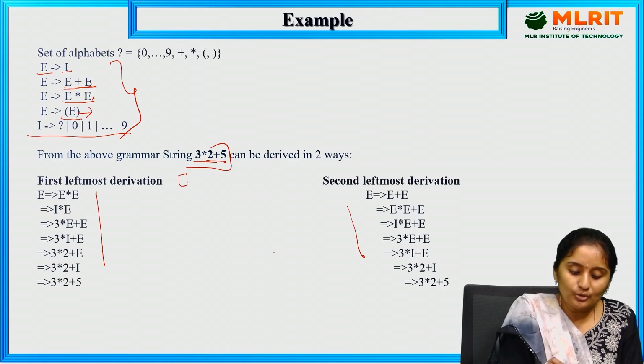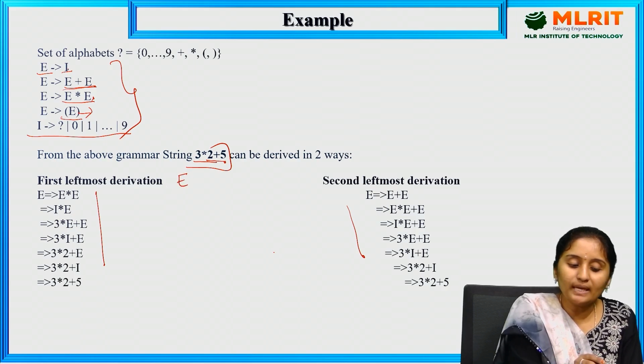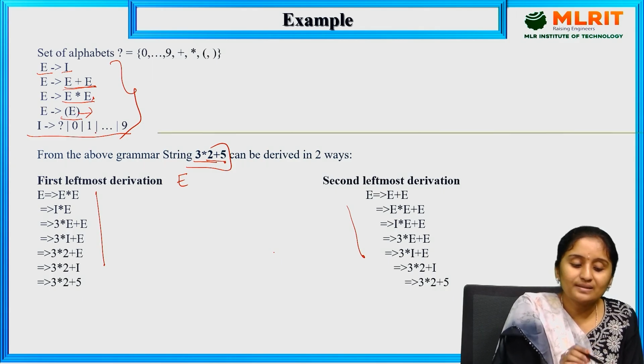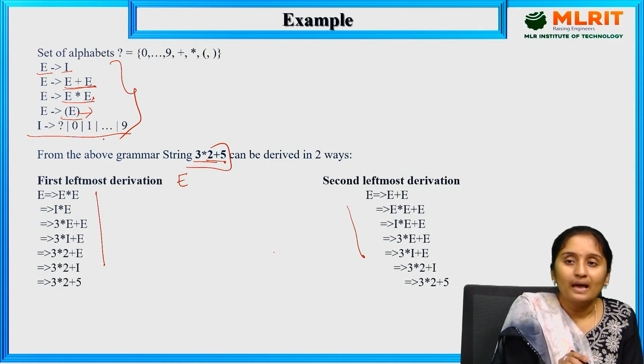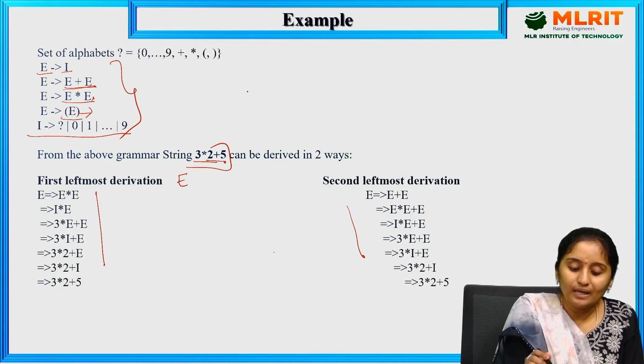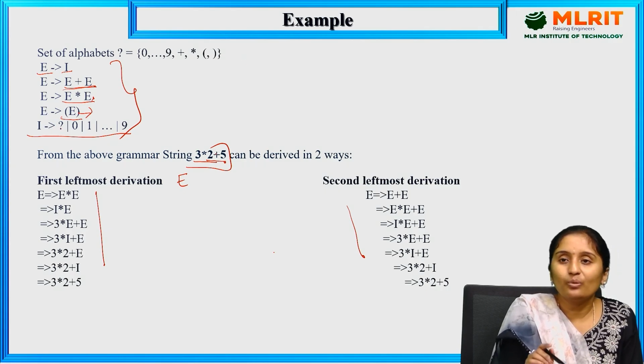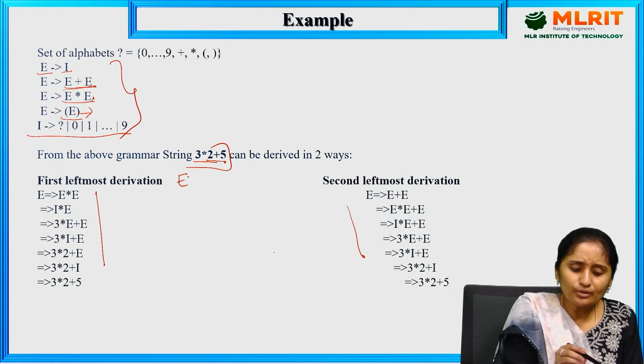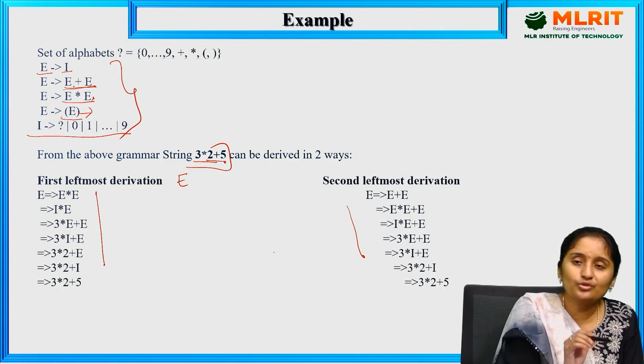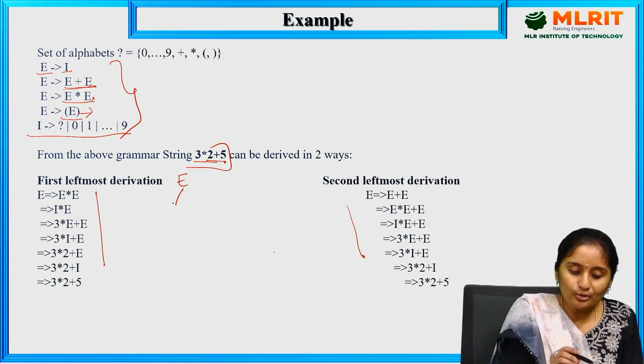So E produces... I'm not taking I. Why? Because I consists of terminals like 0, 1, and so on up to 9. That is the reason I'm not replacing initially with I. If I replace it with I, E produces I, then it will generate only one character. So now, according to my string, I need to use the production rule E produces E star E.